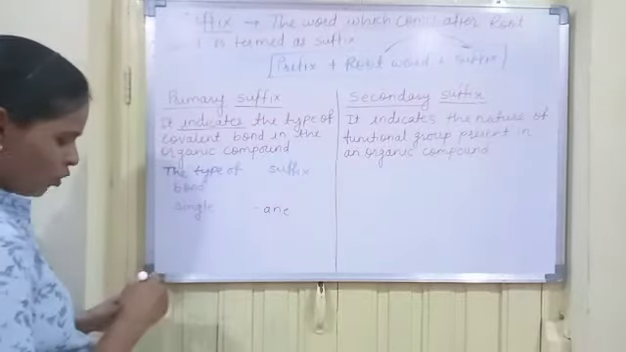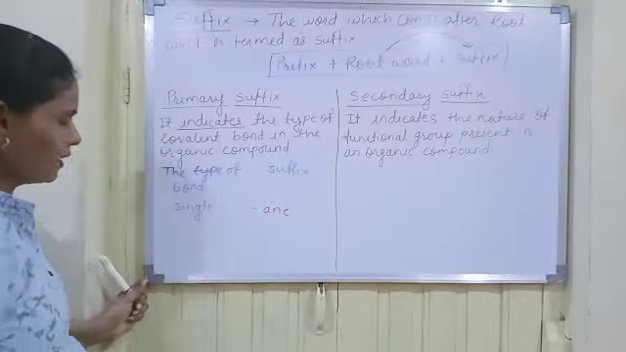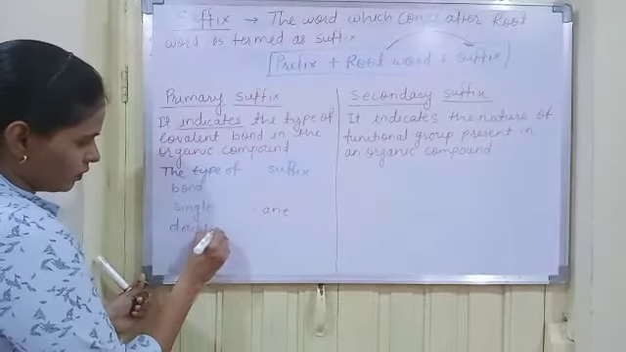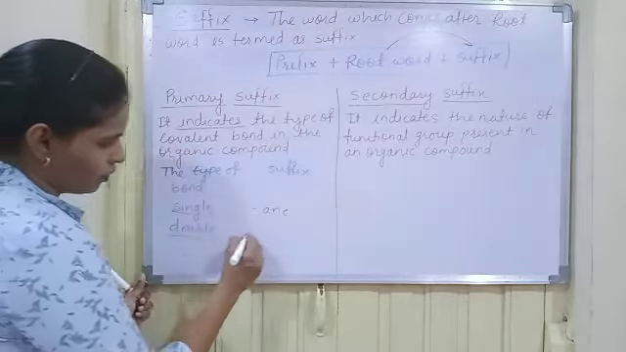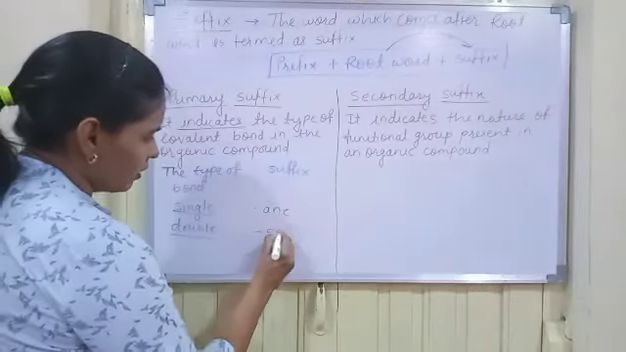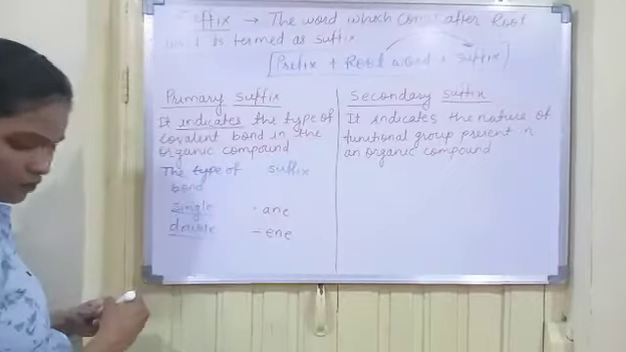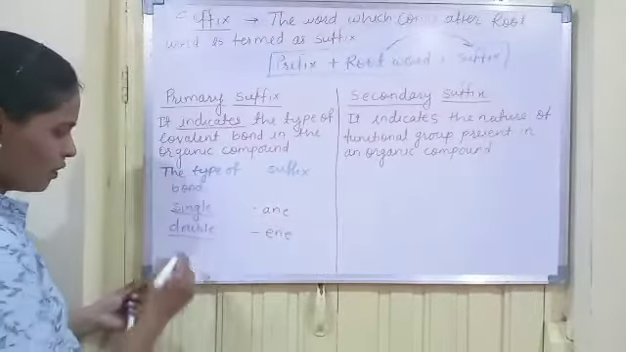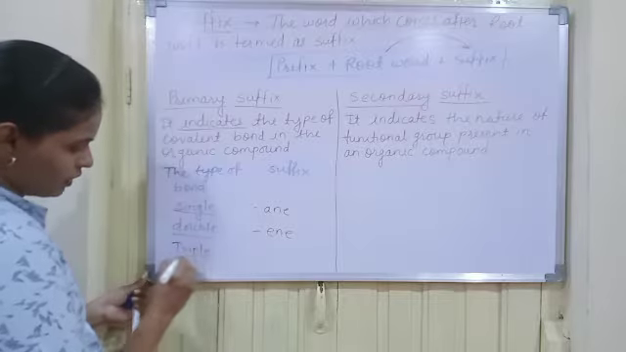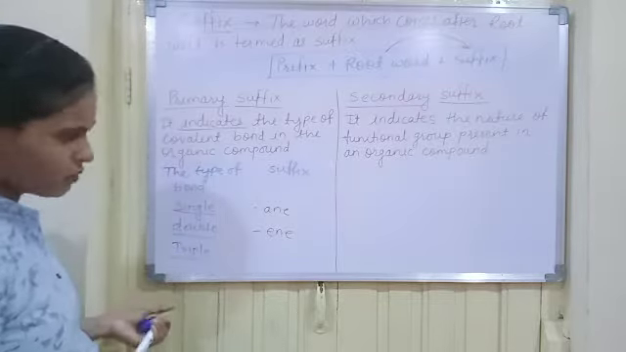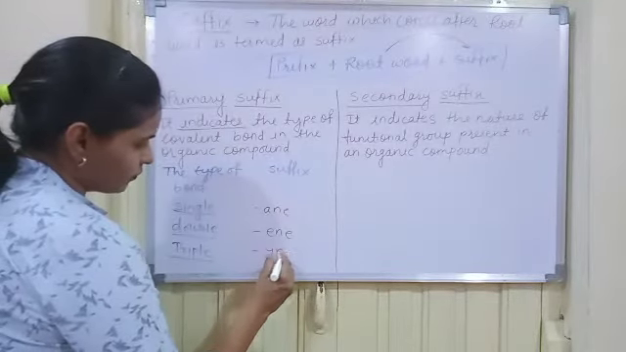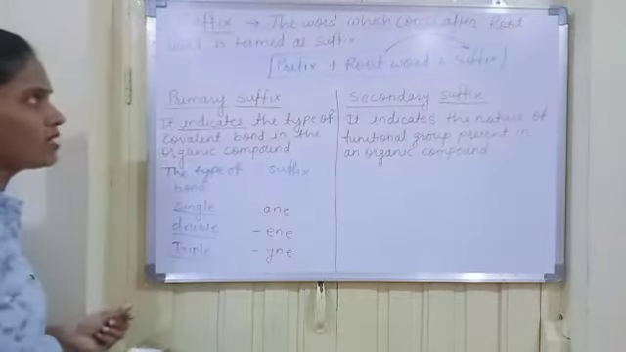If the organic compound is bonded by double covalent bond, then the suffix will be ene. And if the organic compound is bonded by triple bond, then the suffix will be yne. Okay, example.